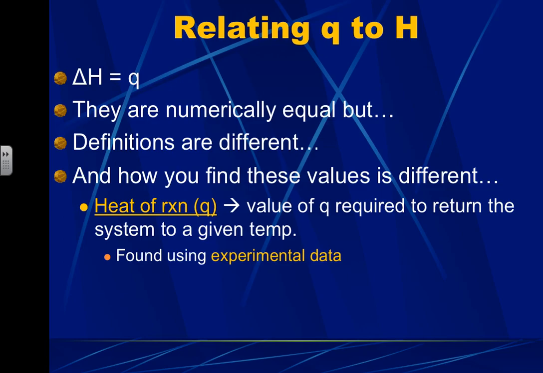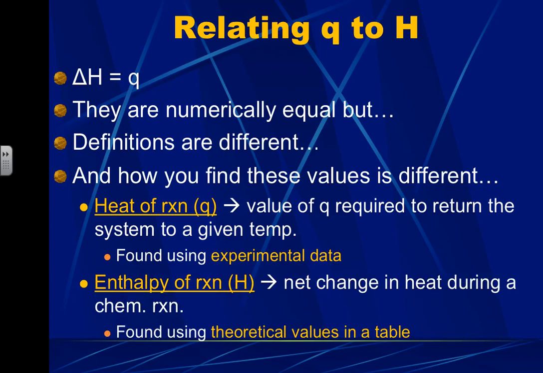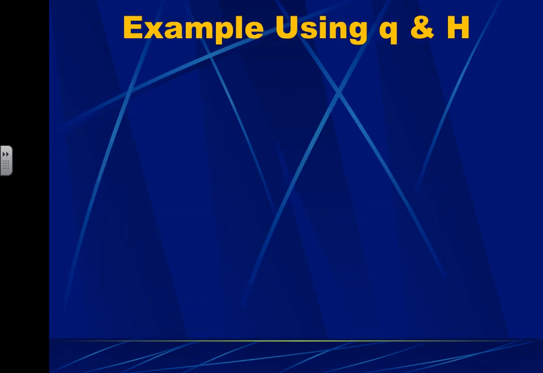This is the big kicker though. It's found experimentally. You have to use experimental data to find it. And then once you find Q, you of course have H, but it's just called Q in the meantime. Whereas enthalpy is called enthalpy of reaction, or the H, or delta H. It's the net change in heat during a chemical reaction. So again, if you look at those two definitions very closely, they really are saying exactly the same thing. But H is found using theoretical values, typically from a table that you will find in a textbook or online. So it's about theoretical versus experimental data.